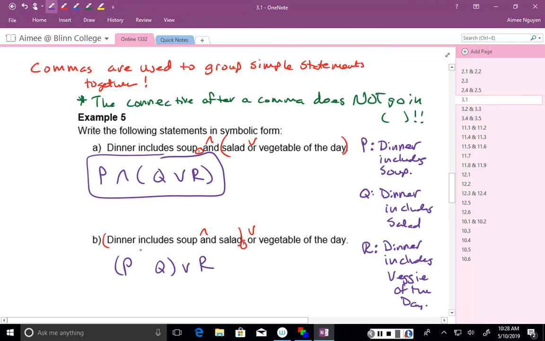Let's make that look more like an A. Now it says inside parentheses, I get soup and salad, or I could have the vegetable of the day. So now when I go to eat at this restaurant, I'm either getting soup and salad together, or I just get the vegetable of the day. In part A, I had the choice between the salad and the vegetable of the day, and I also got soup. So just by changing where that comma is, where those parentheses go, changes how things are grouped together and changes the meaning of the sentence.